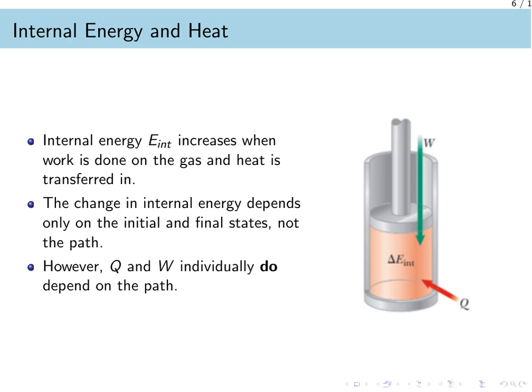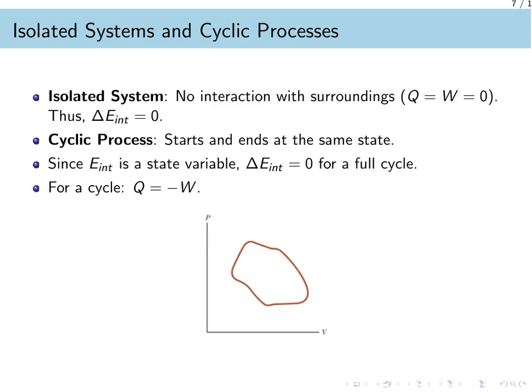In the illustration, we see a piston cylinder apparatus where work is being performed by pushing the piston down while heat is simultaneously entering the system, both contributing to a rise in the internal energy of the gas. We can apply the first law to special scenarios like isolated systems and cyclic processes. An isolated system does not interact with its surroundings, meaning no heat is exchanged and no work is done. Consequently, the change in internal energy for an isolated system is zero.